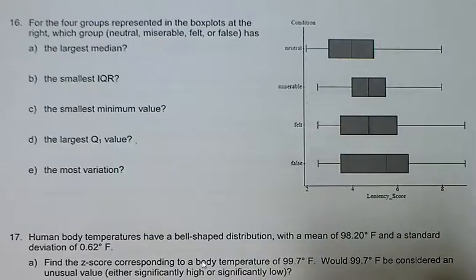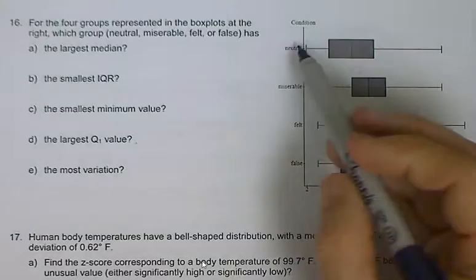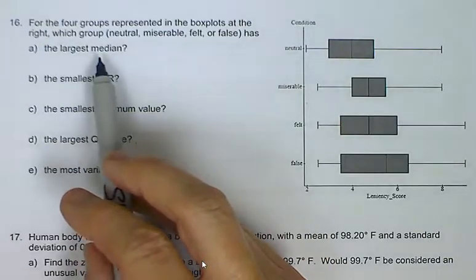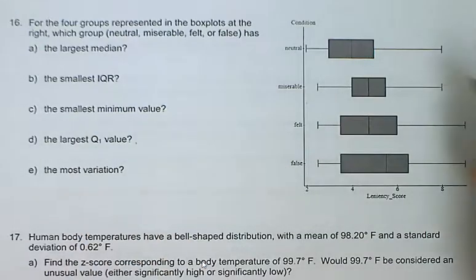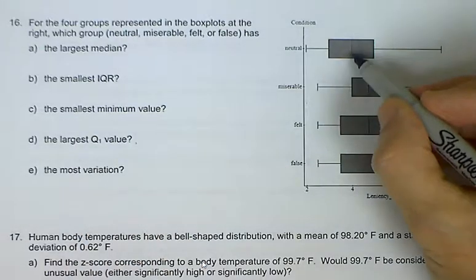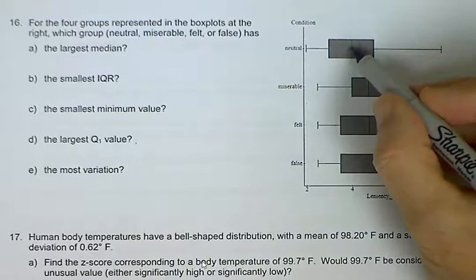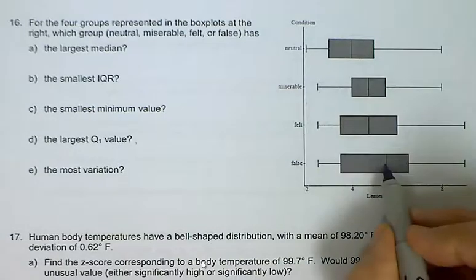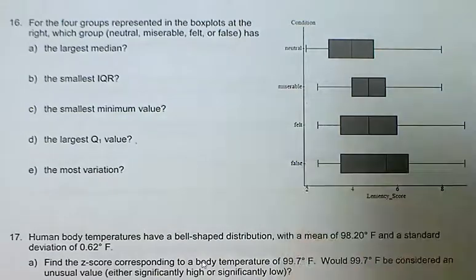In this problem, we're looking at some box plots. This time we have 4 different groups. So first let's find which one has the largest median. Remember that the median in a box plot is the line in the middle of the box. So we're looking for which one of these has the line that's the furthest to the right, and that would be this one. So that would be for the false group.